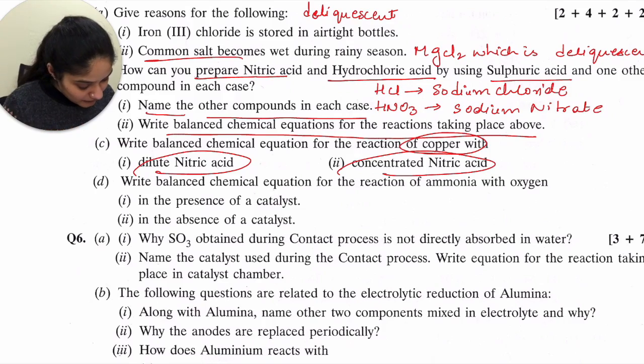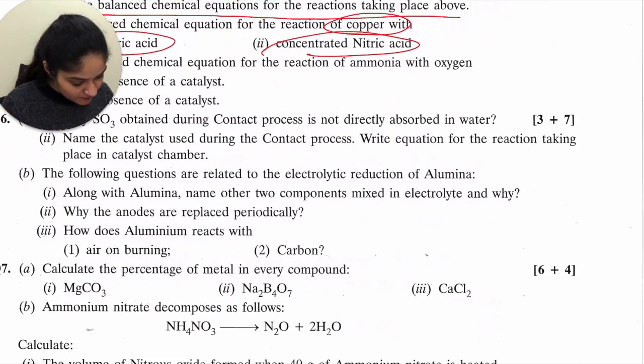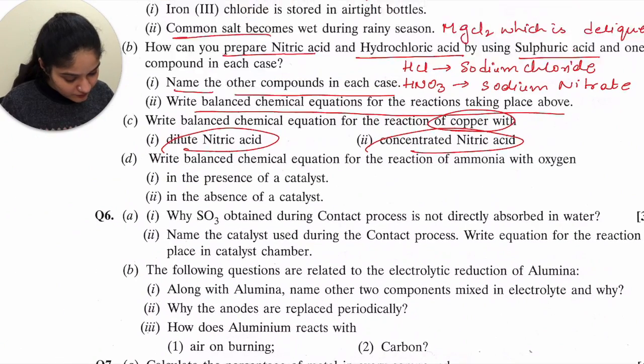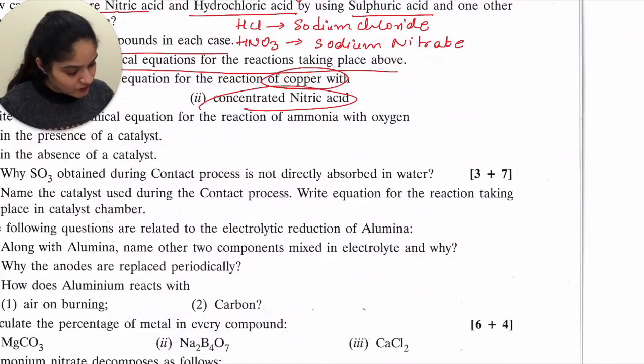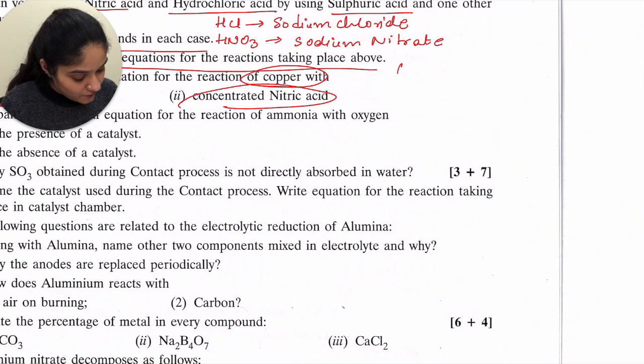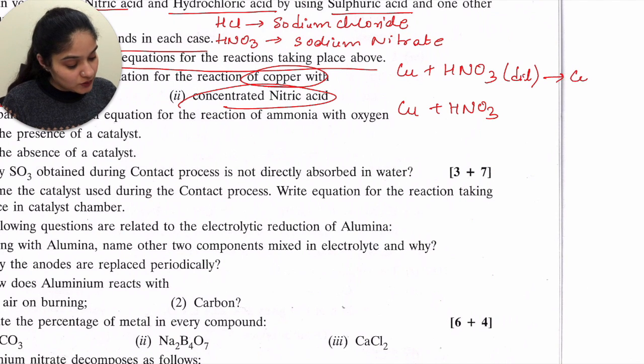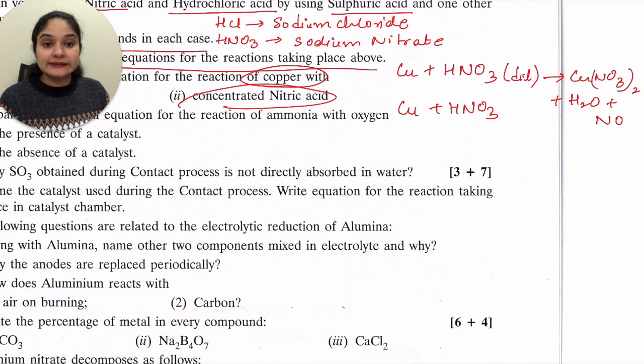So, let me write that here somewhere. I'll just write it here. So, I have copper with HNO3 and then copper with HNO3 again. So, when we are taking dilute, that is the first part of the question, what will you get? You will get Cu(NO3)2 plus water plus NO, that is nitric oxide.